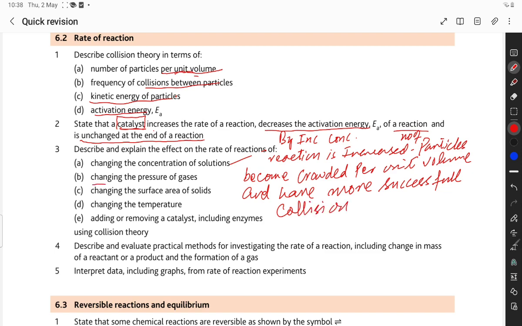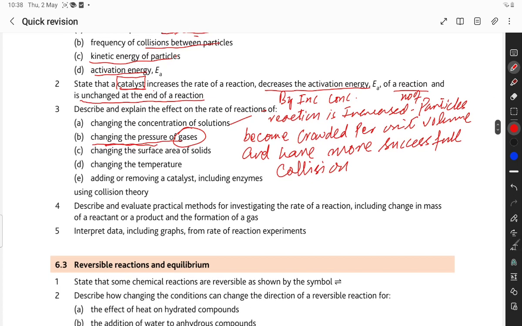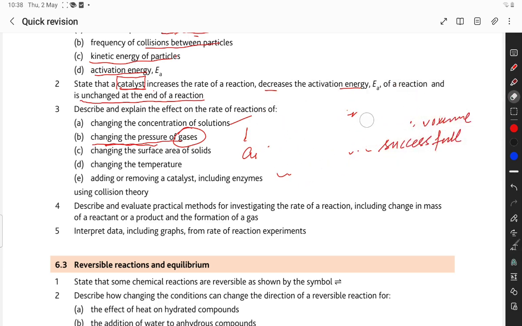Similarly, changing the pressure of gas, the effect of pressure is only in the case of gases. So if there are gases, by increasing pressure, volume is decreased. So this is about the concentration. Vice versa, by decreasing the pressure.